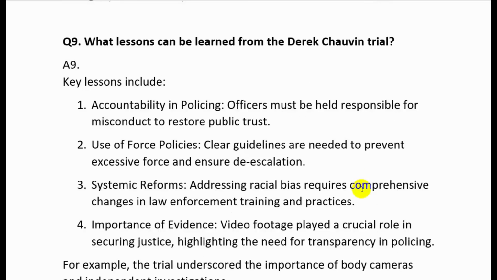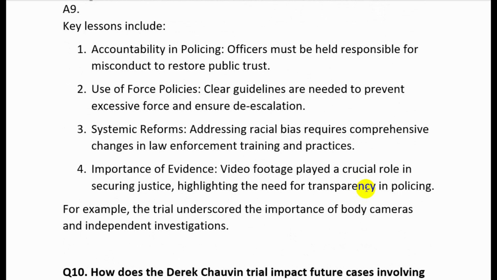What lessons can be learned from Derek Chauvin's trial? Key lessons include accountability in policing, that is, officers must be held responsible for misconduct to restore public trust. This is a very good policy in the US which is not enforceable in India. Use of force policies. Clear guidelines are needed to prevent excessive force and ensure de-escalation.